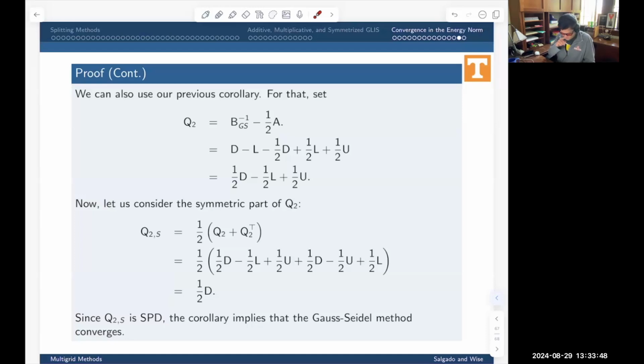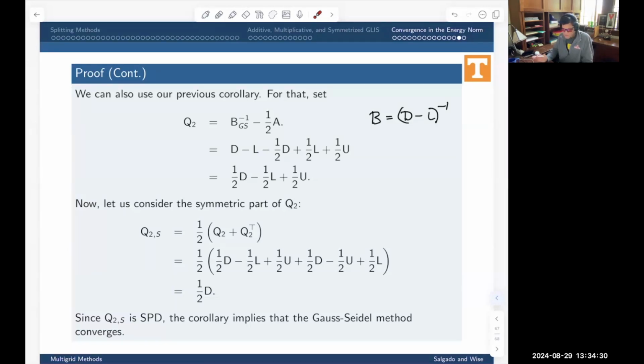So let's do that. Keep in mind that B for Gauss-Seidel is just going to be the inverse of D minus L. So as our starting point, we take the inverse of this guy. That's just D minus L. And then we subtract from that 1/2 A. So 1/2 A is going to be minus a half D plus a half L plus a half U. And so what we get from that is this mess here. Now we need to show that that guy is positive definite.